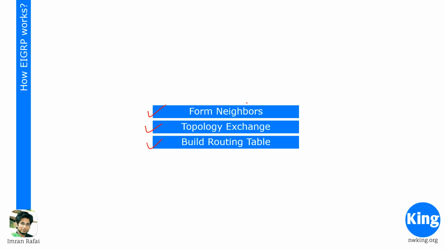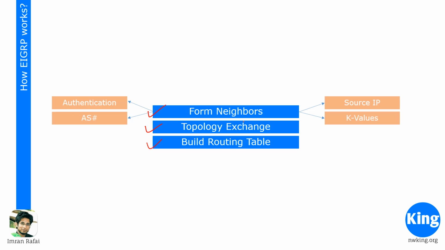Now, forming neighbor with OSPF was very, very complicated. It had a lot of parameters, and then once it checks all those parameters, it would stay in two-way state. Some of those would go from two-way to full. Some of them would still stay in two-way. In EIGRP, there's nothing like that.